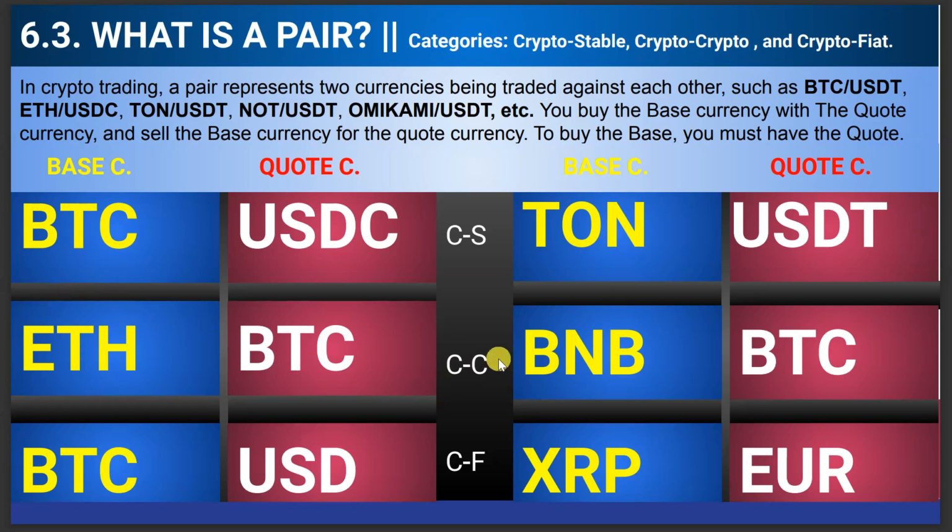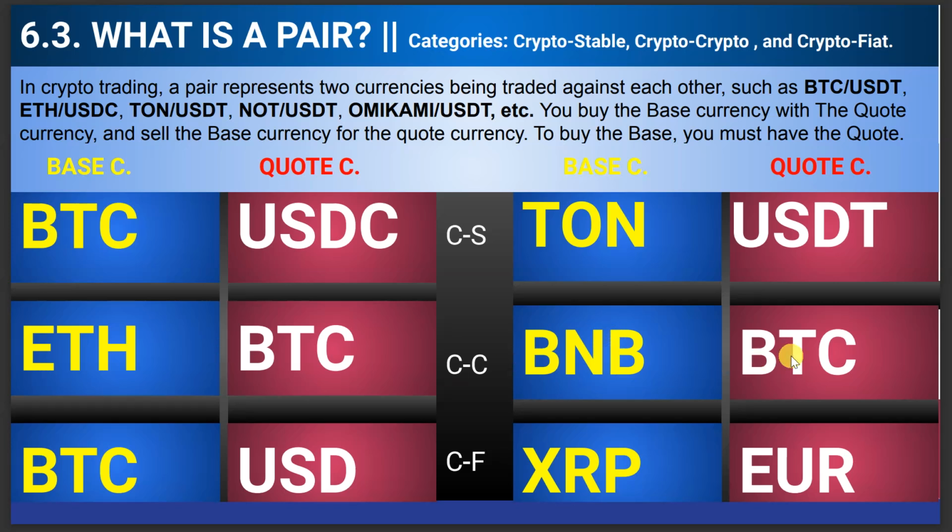Let's get to the crypto pair category, which is volatile coins paired against volatile coins. If you want to buy the Ethereum Bitcoin pair, it means you already have Bitcoin you want to use to buy Ethereum. And if you want to sell Ethereum to get Bitcoin, it means you already have Ethereum in your portfolio. Remember, it doesn't matter how you got that into your portfolio. What matters is that you have it in your portfolio.